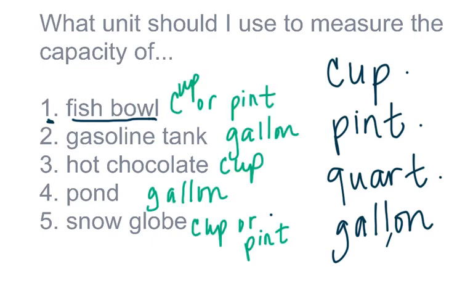Okay, so I wrote the answers of what I think would be a reasonable unit of measurement for each of those. You notice for fishbowl and snow globe that I wrote both cup or pint because it kind of depends on how big it is. And honestly, I don't really hear people use the word pint very often, except for when they're talking about drinking liquids. So for the snow globe and fishbowl, I would tend to use the word cup.